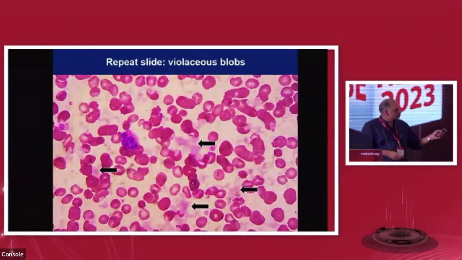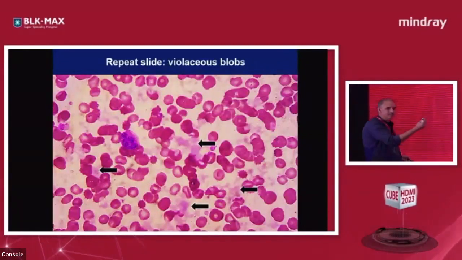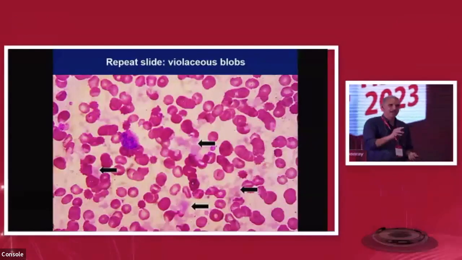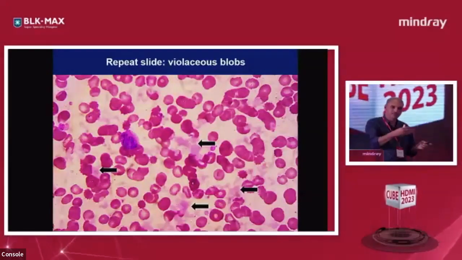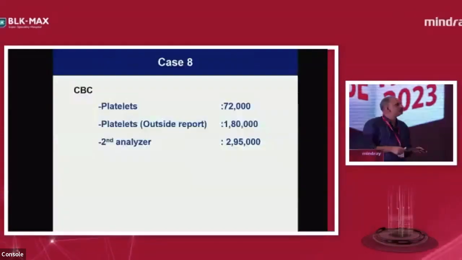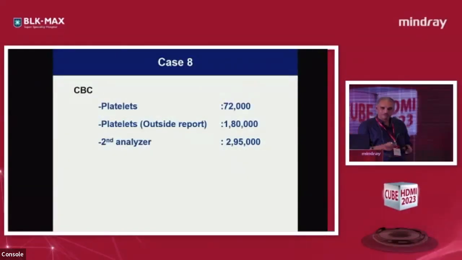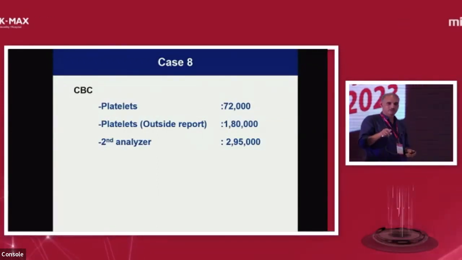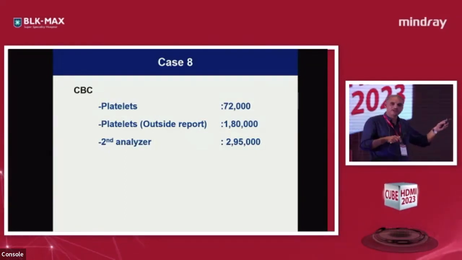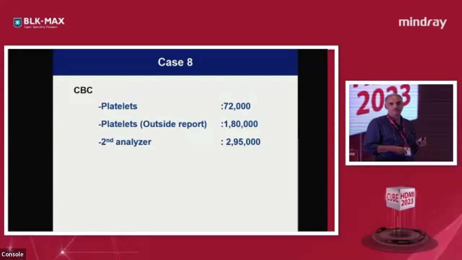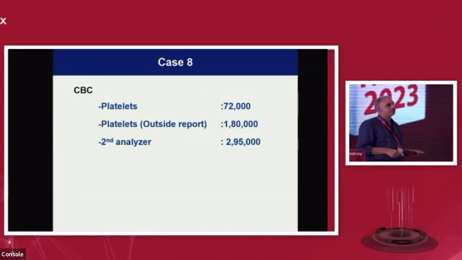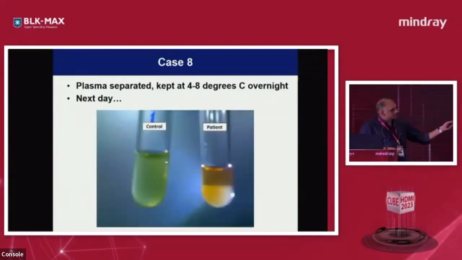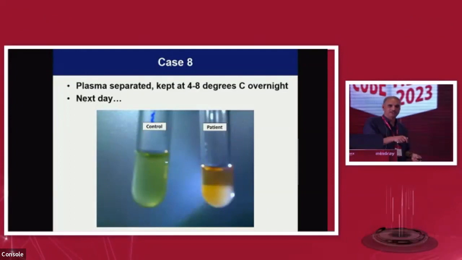So when we made the smear, we saw these, on the arrows that you can see, pale violaceous blobs. Right? So this is cryoglobulins. I had not seen a case before, but we looked at some internet pictures and we thought this could be cryoglobulins. Then, when we were waiting and asking about the report, he said the outside report today is 180,000, more than double of what we had reported. We then ran it on our second analyzer in the main lab and got a different report. Same day, 3 different reports of platelets. So we separated the plasma and kept it in the fridge. Next day we got on the patient side, you can see the cryoglobulins are precipitating.